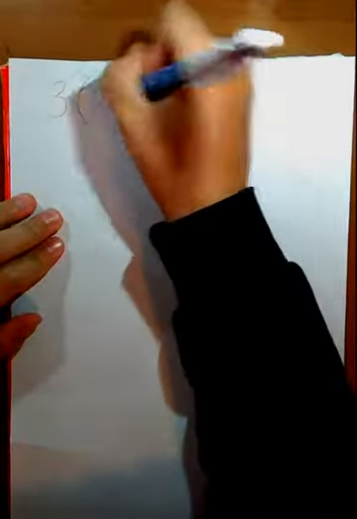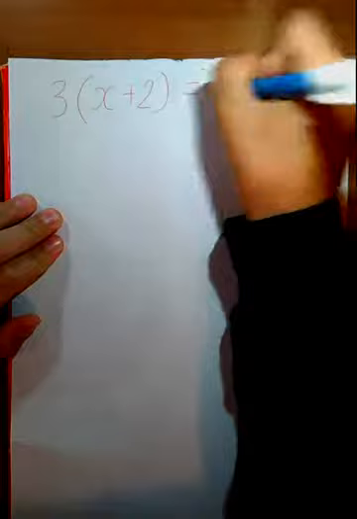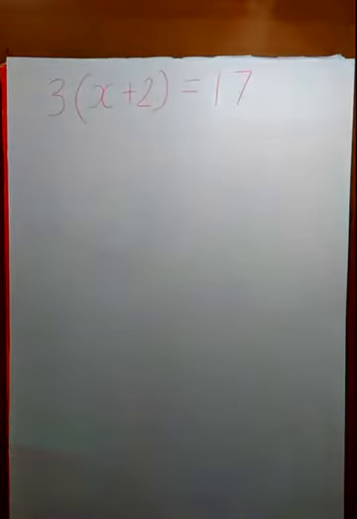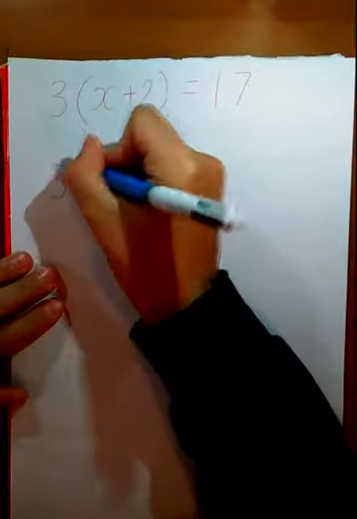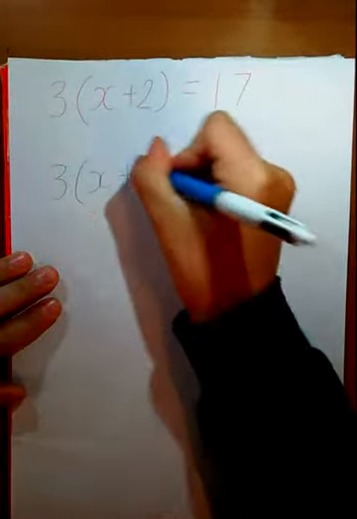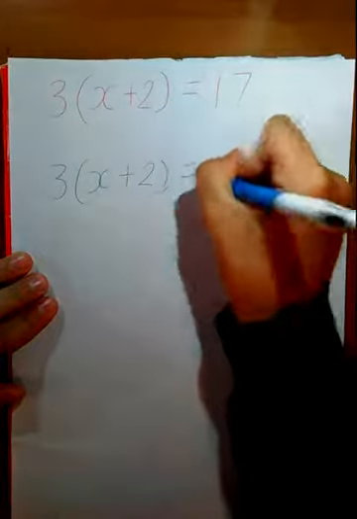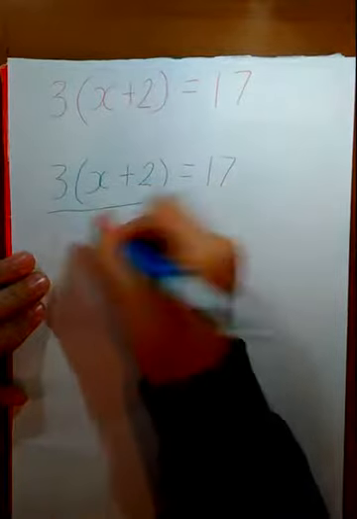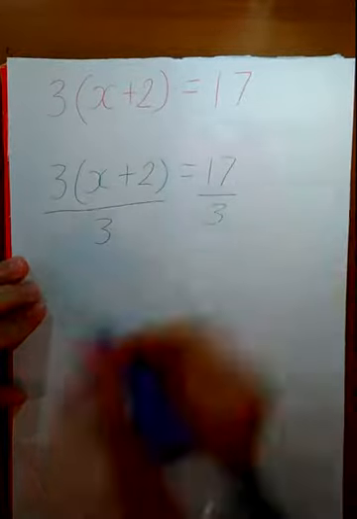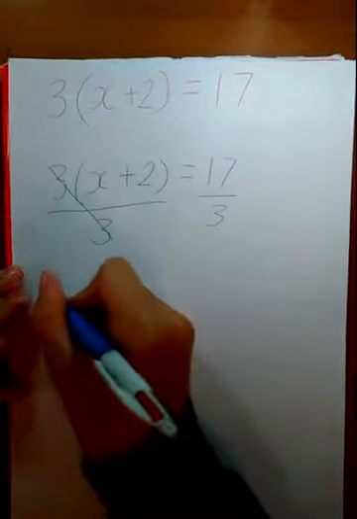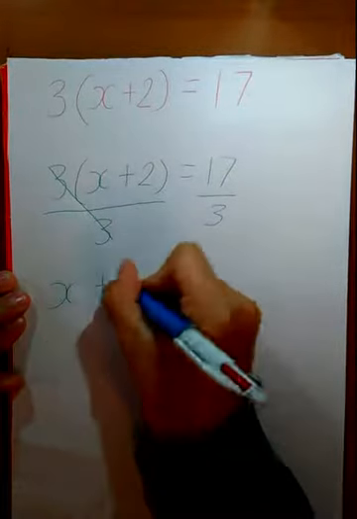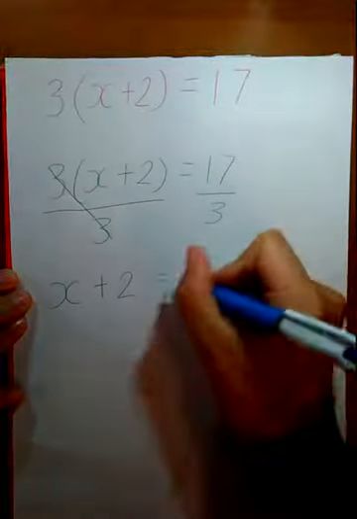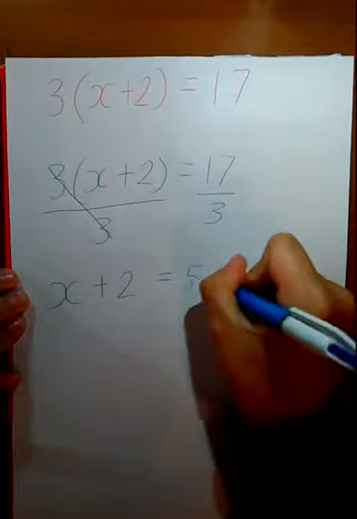The next problem sounds the same when read out loud. 3(x plus 2) equals 17, but these brackets make a big difference. This means that the problem first does x plus 2, and then that answer is multiplied by 3 to get 17. So the opposite of multiplying the whole thing is to divide the whole thing by 3, and we'll do that on both sides. Now this cancels out on this side, so we have x plus 2, and 17 divided by 3 equals 5.67.